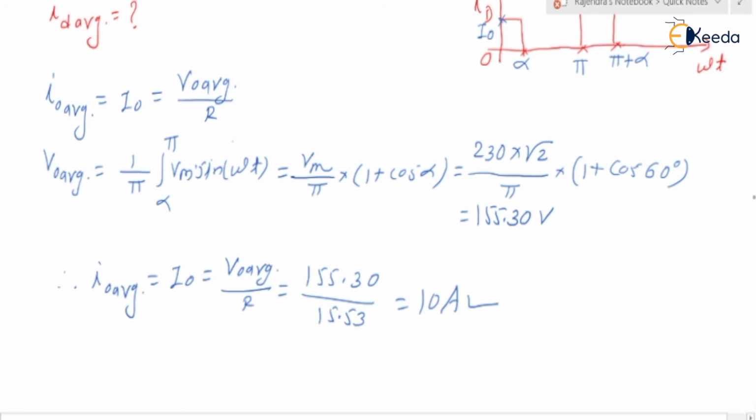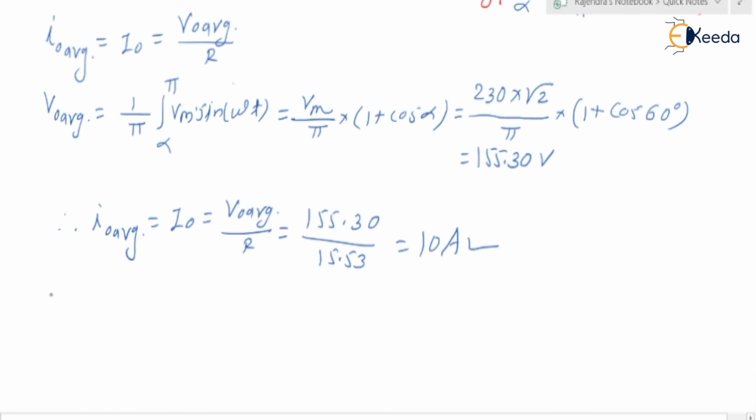Now can we find the ID average? Yes, we can. ID average is equal to 1 by pi integration from 0 to alpha of I0 d omega t. This can be written as I0 by pi into alpha. Here they have directly given alpha, so we need to put alpha in radian, because this alpha is independent, not after the trigonometric term.